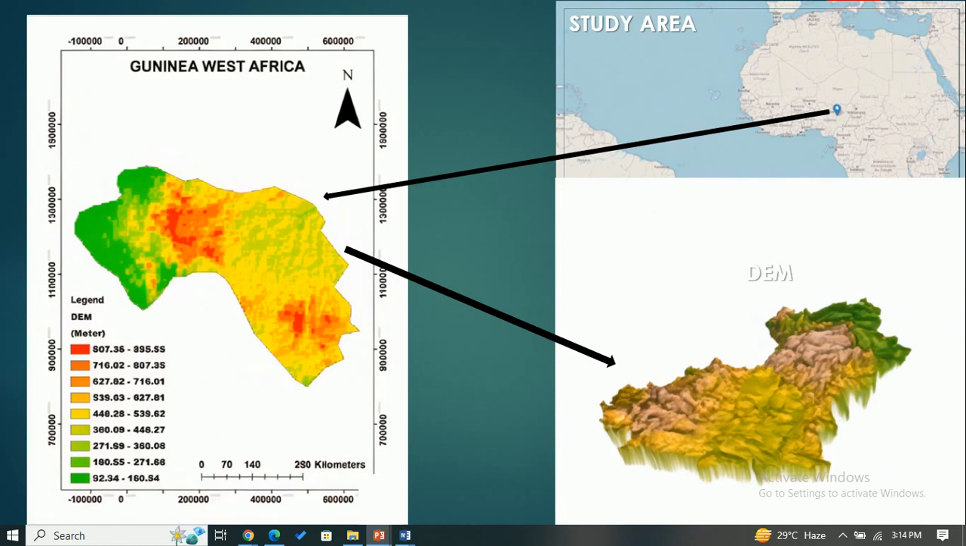Now this is the study area. Basically, this is in West Africa, and this is a 2D digital elevation map. The maximum elevation here is near about 800 meters, and the minimum elevation is in these green parts.